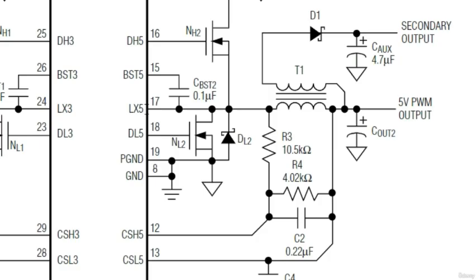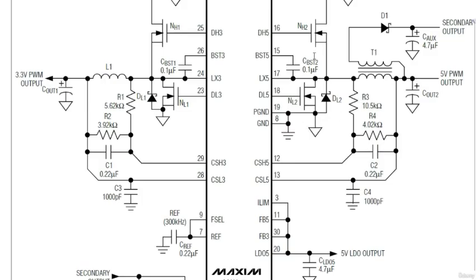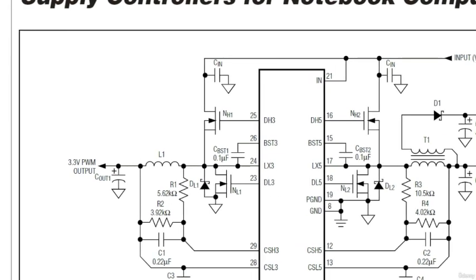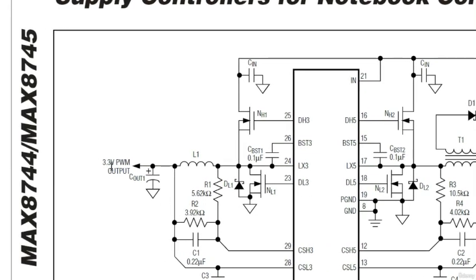So here we have the feedback. As you can see, the Vin goes through this MOSFET. We have drive high 5 and drive low 5. So the 5 volt will be generated, pass through this coil and through this chemical capacitor, and here we have, as you see, the plus 5 volt power management output. The same here for the 3.3 volt power management output.